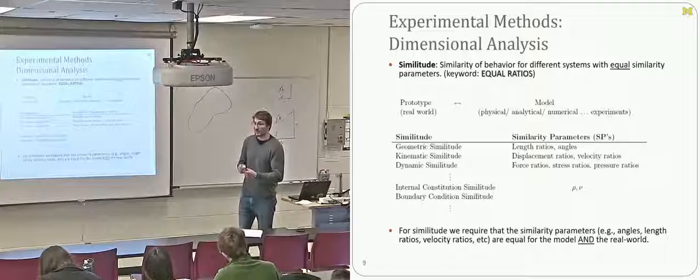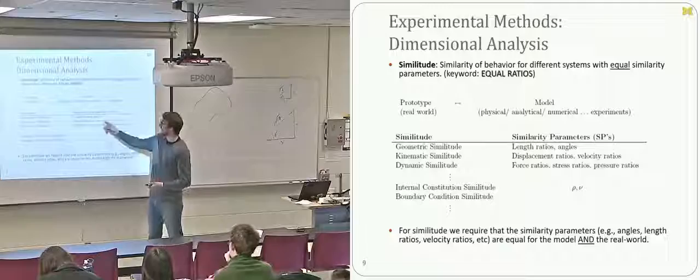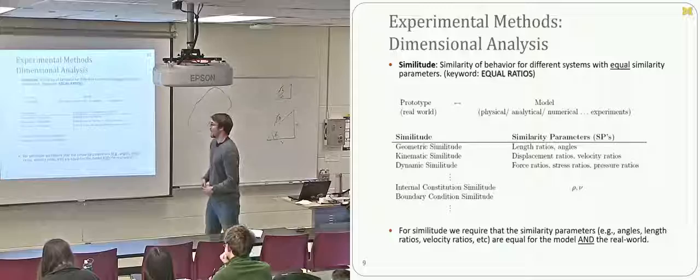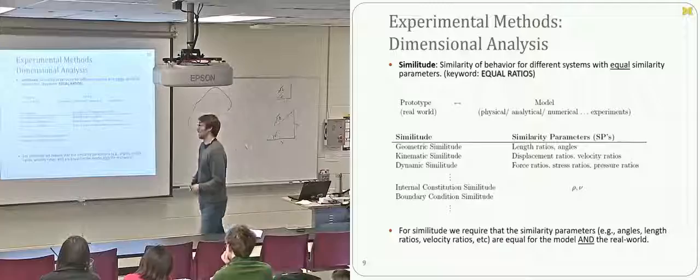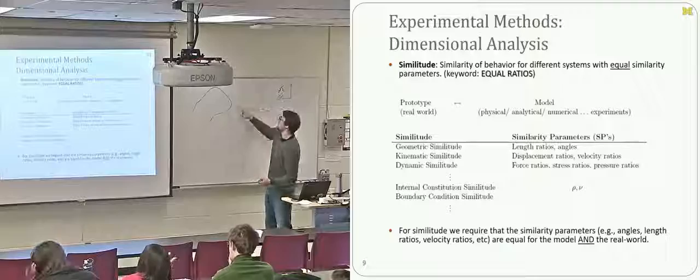All right, so kinematic similitude tells us that displacements, velocities, and usually accelerations, those quantities that describe the motion of something, have to be equal from the model scale to the full scale, across all of the quantities.